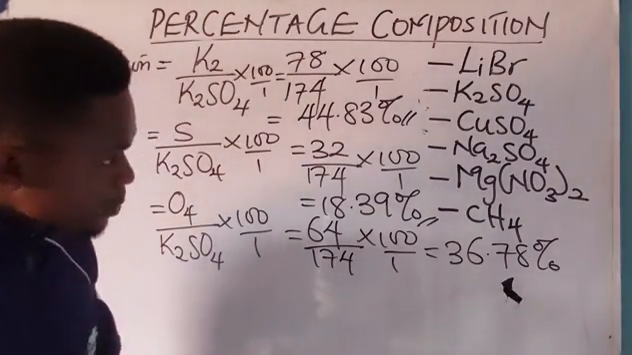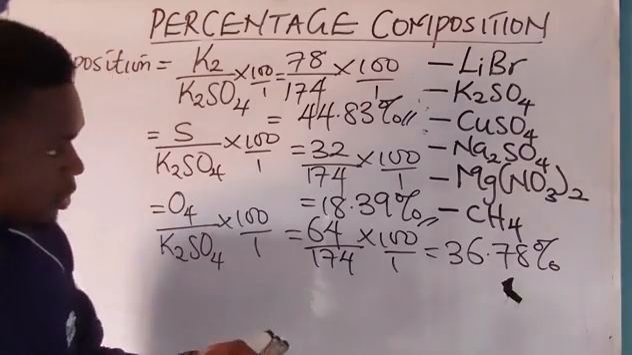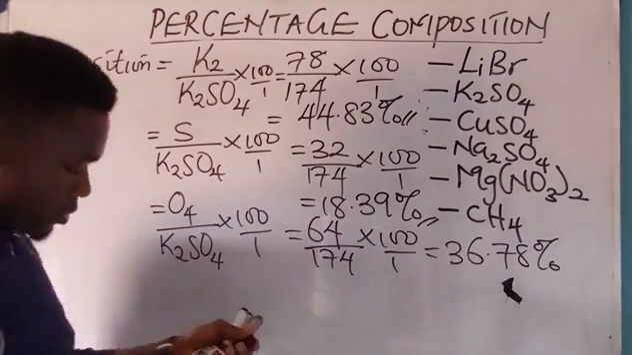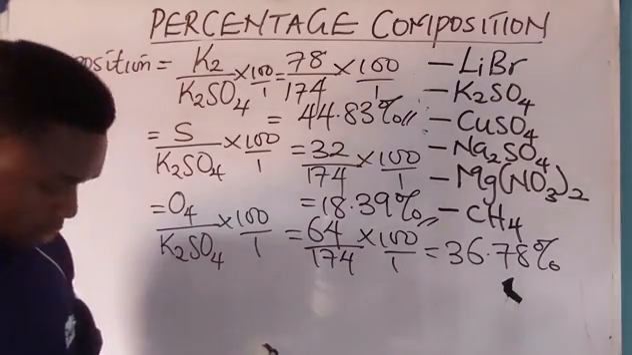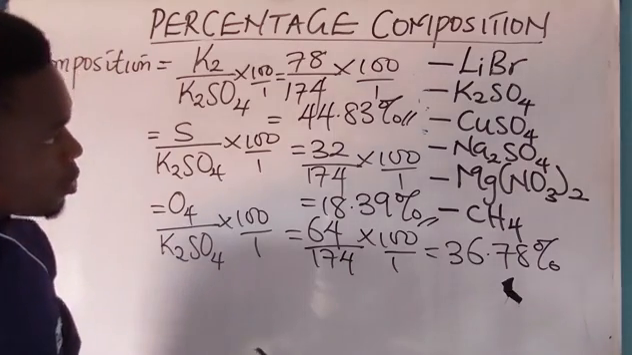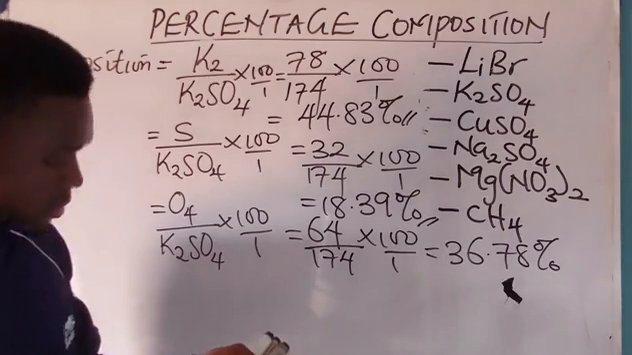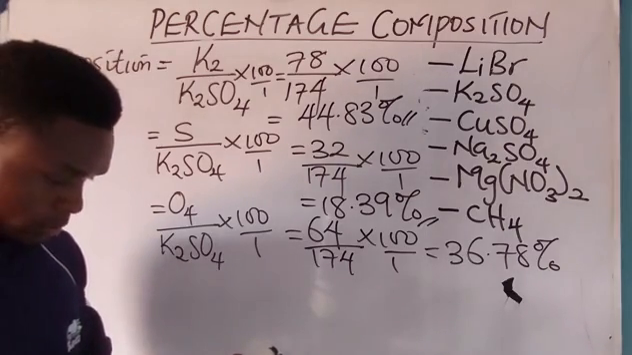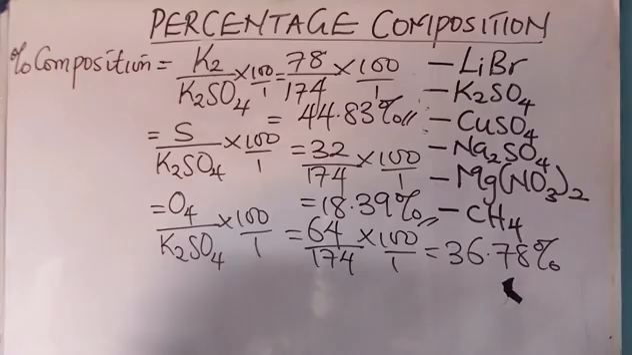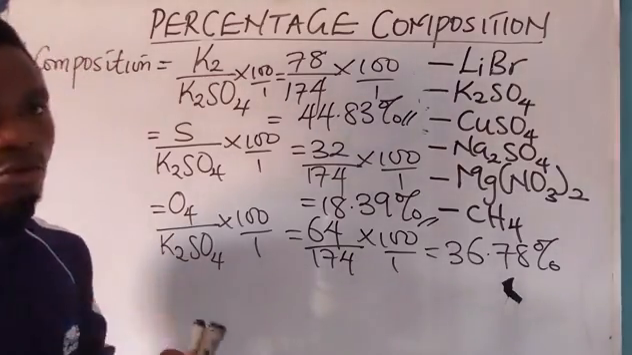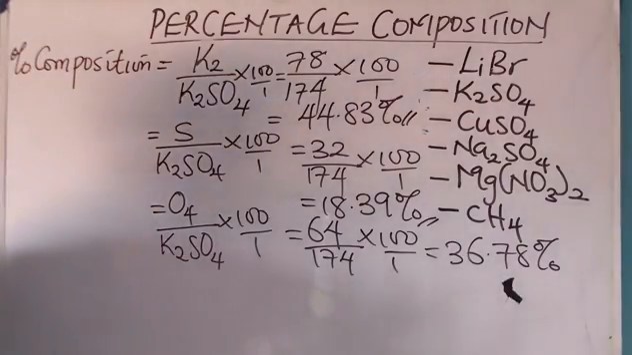So let's sum everything together. We have 36.78 plus 18.39 plus 44.83. 100 on the dot. So we had 100 on the dot, which means it is very, very correct.